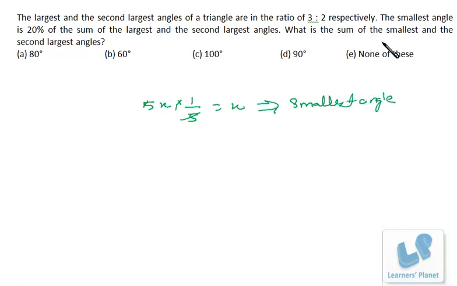Right? Now what is the sum of the smallest and the second largest angle? So now this is 3x, this is 2x. So x plus 2x plus 3x, that is 6x, and 6x is 180, right? That means x is equal to 30 degrees. Now we are asked about the sum of the second largest and the smallest, that is x plus 2x, that is 3x. So x is 30, 3x will be 90, as simple as that, right?